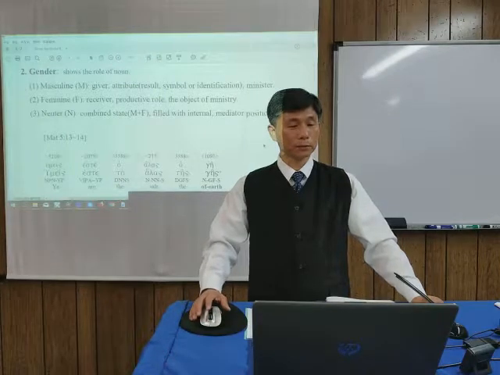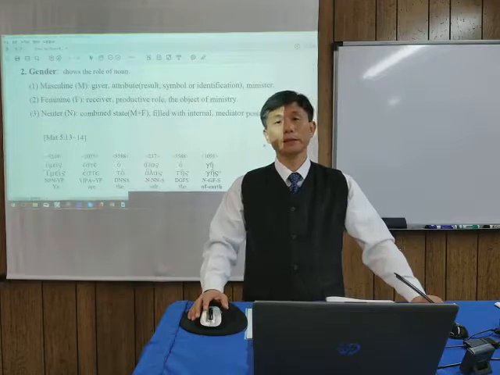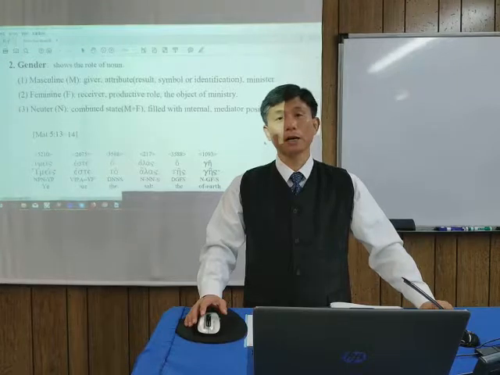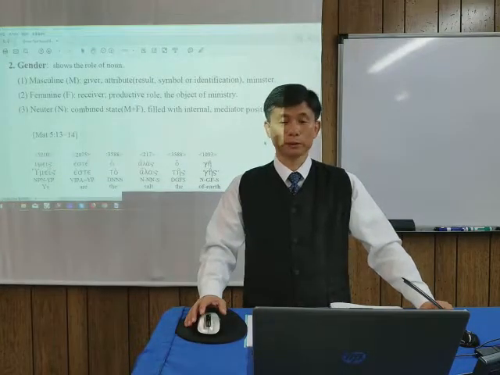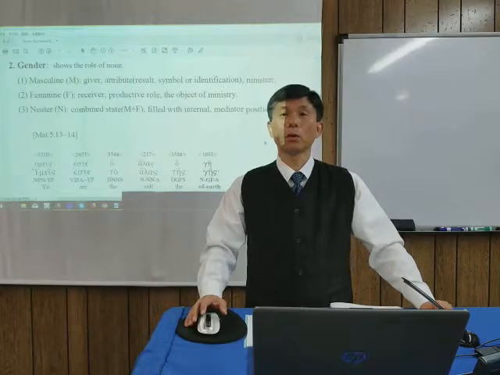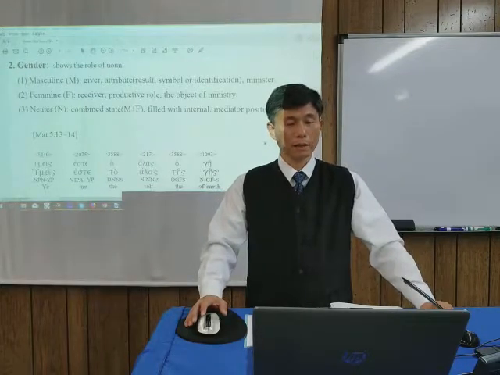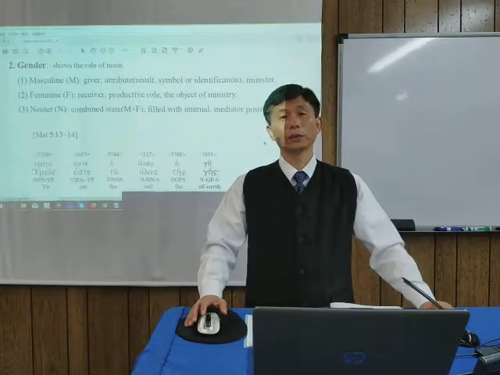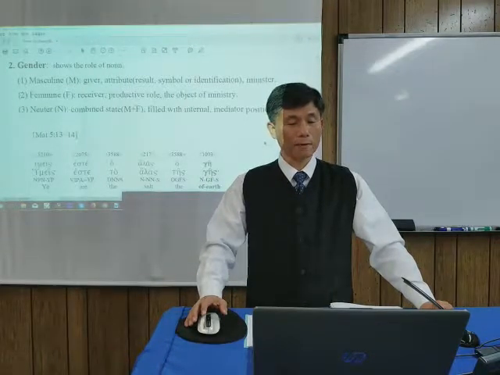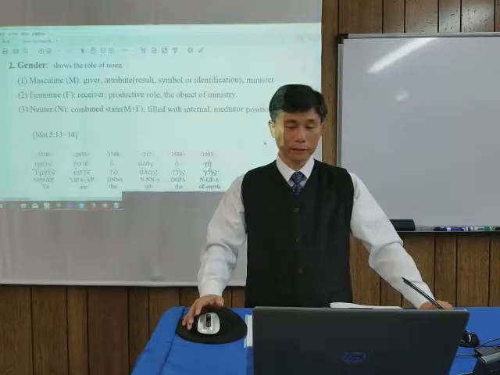As a reminder, gender shows the role of the noun. For masculine, the parsing code is shown as M. The masculine concept is giver, attribute, which means result, symbol, or identification. Also, the masculine noun is the minister. The feminine noun shows the parsing code as F. The role of the feminine is the receiver, the productive role, the object of ministry.